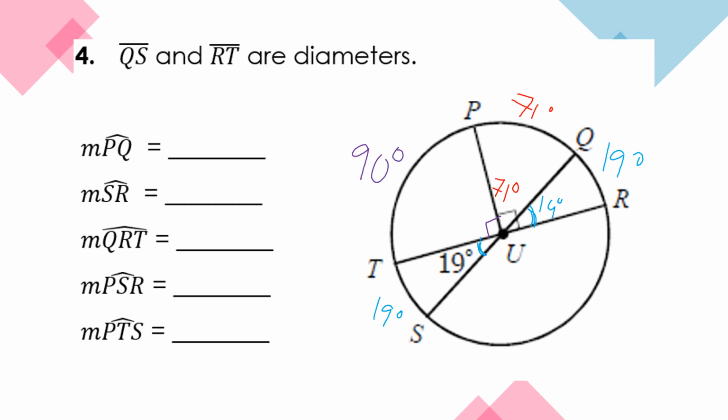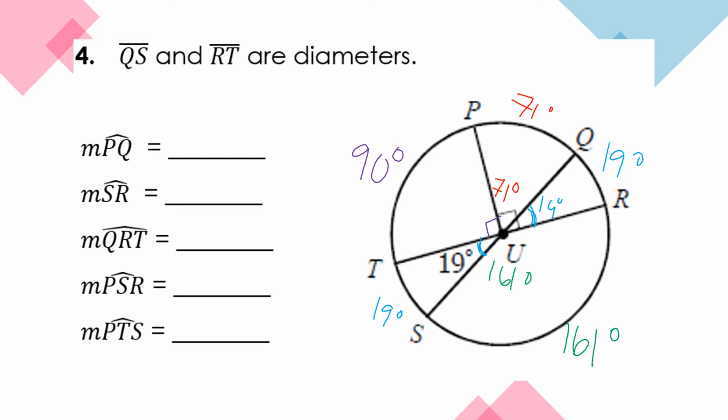And then finally, to find arc RS, you can do 360 minus 19 minus 71 minus 90 minus 19, or since RT is a diameter, that makes RT a semicircle. So if we do 180 degrees minus 19, that will give us 161 degrees, and that will be the measure of arc RS and also angle RUS.